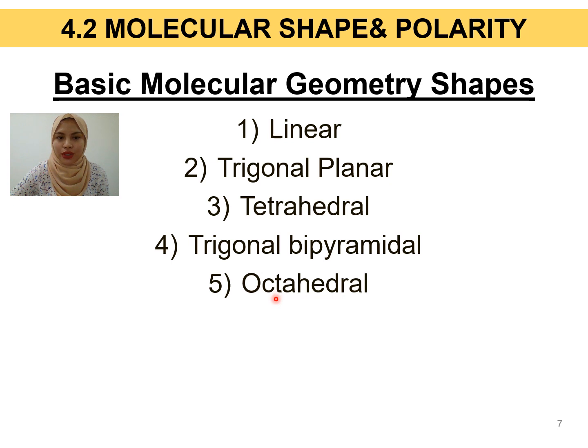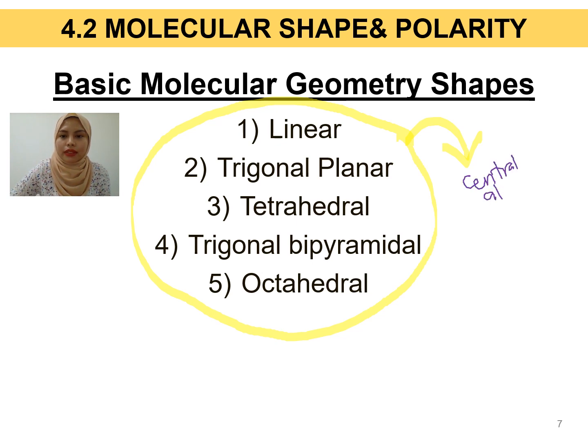Alright, so there are actually 5 basic molecular geometry shapes such as linear, trigonal planar, tetrahedral, trigonal bipyramidal, and octahedral. But bear in mind, you kena hafal dan faham these 5 basic molecular geometry shapes, and you kena tahu molekul yang hanya akan ada basic geometry shapes ni ialah bila molekul tu dia punya central atom tak ada langsung lone pair. Okay, bila central atom tak ada lone pair, then you punya molekul you boleh jadi either one of these shapes.